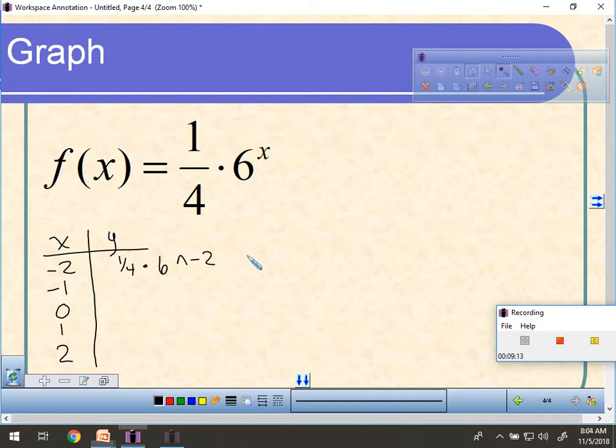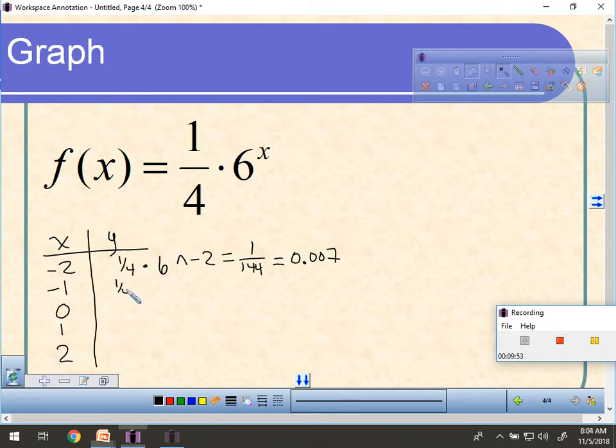Your calculator might give you 1/144. But we want to make that into a decimal. So just convert that and you would get 0.007. It's going to be really, really small. So it's really small. That's a really small number.